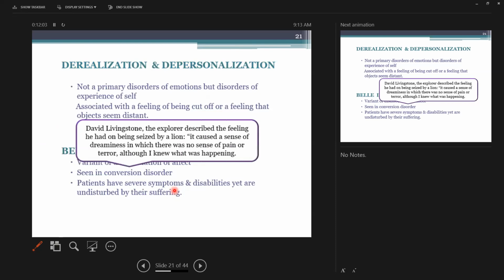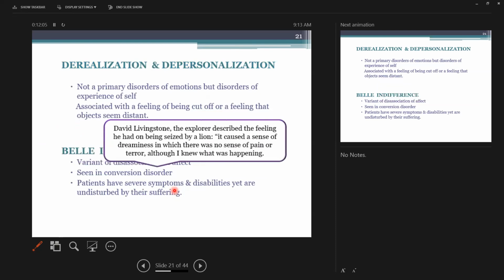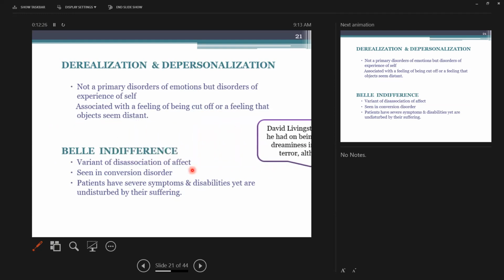Derealization or depersonalization is not a primary disorder of emotion, but a disorder of experience of self. It is associated with a feeling of being cut off or a feeling that some objects seem distant. David Livingstone, the explorer, described the feeling he had on being seized by a lion. It caused a sense of dreaminess in which there was no sense of pain or terror, although he knew what was happening.